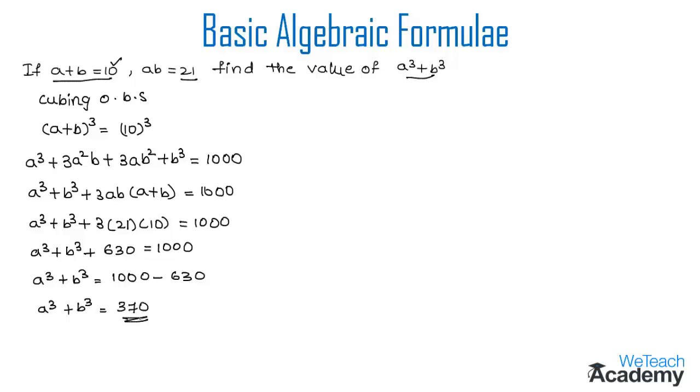Now let us try to solve another example. Here we are given a plus b plus c is equal to 6 and the value of a square plus b square plus c square is equal to 26. Then we have to find the value of ab plus bc plus ca.